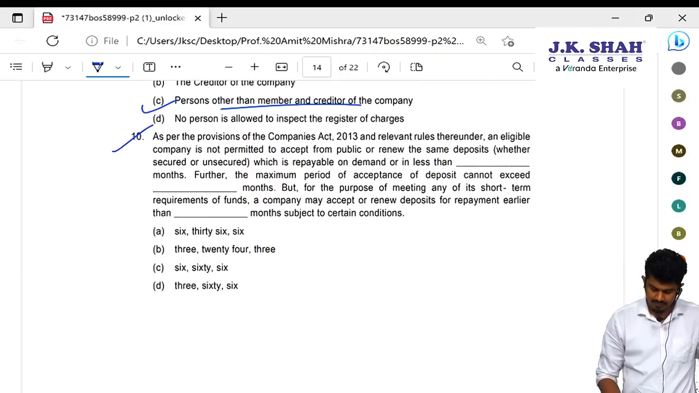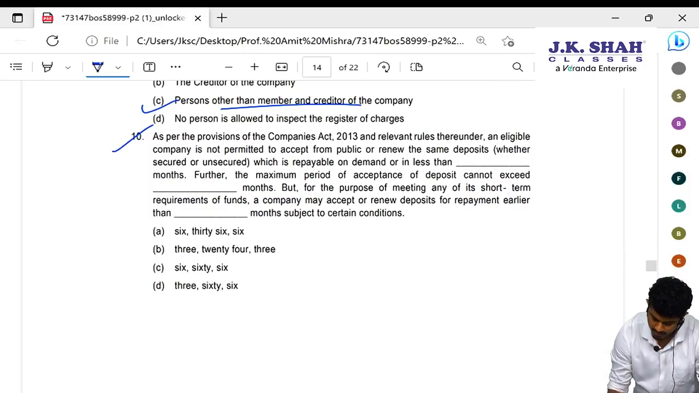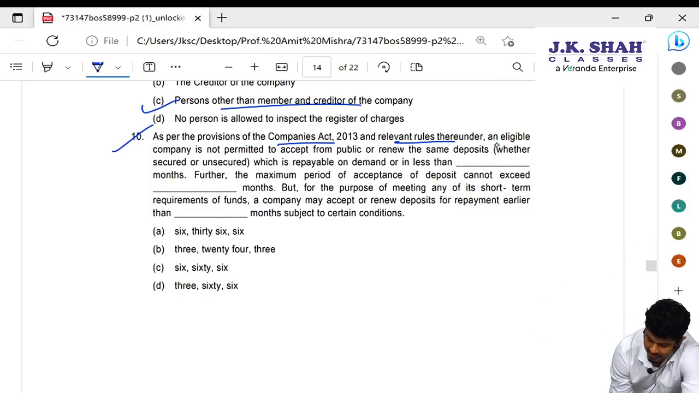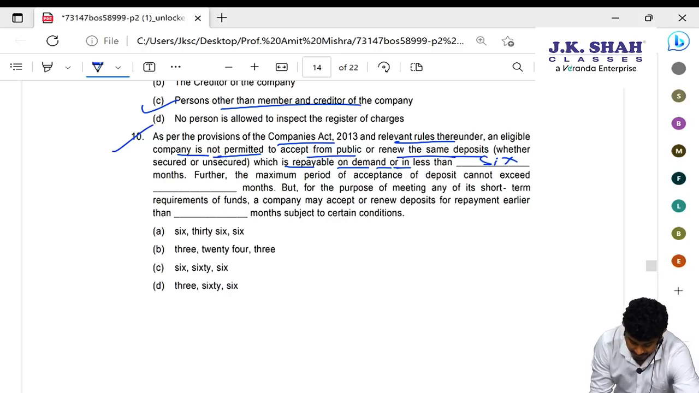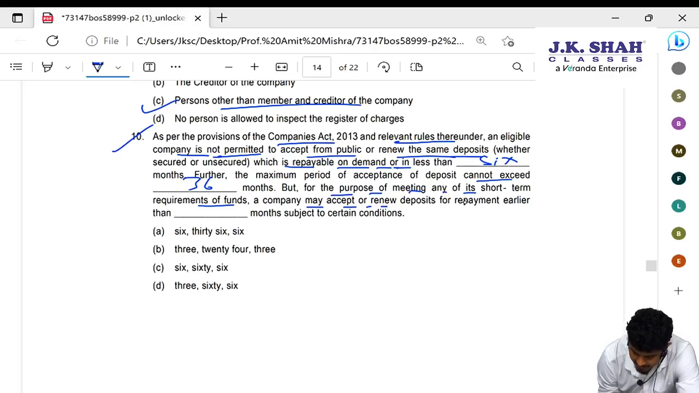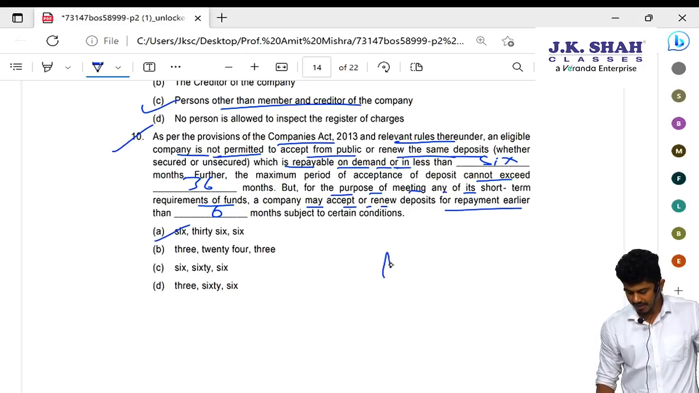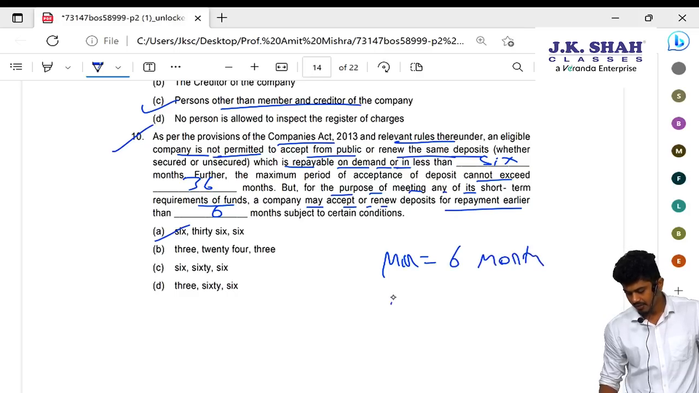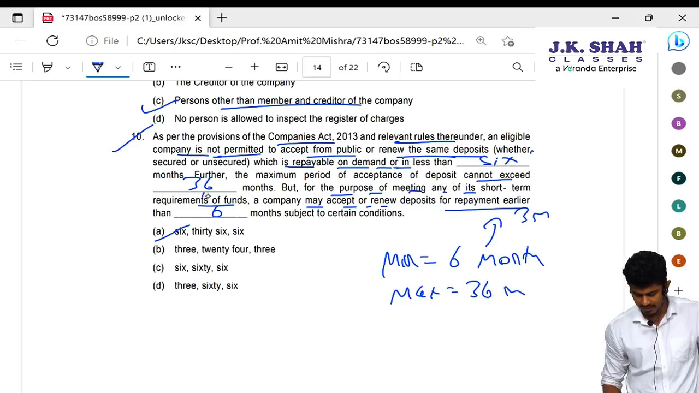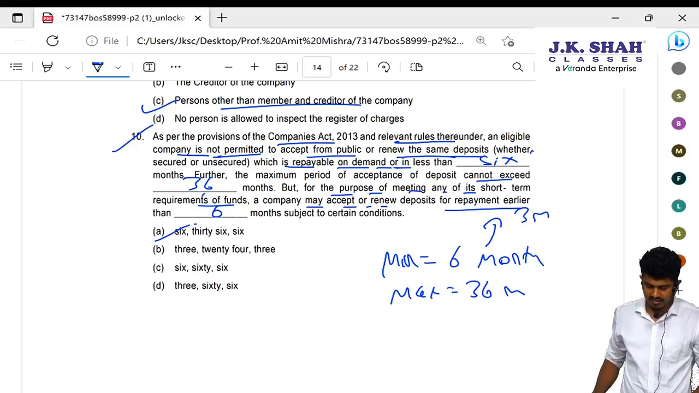Achha, regarding question number 10, it talks about deposits. As per the provisions of the Companies Act 2013 and relevant rules thereunder, an eligible company is not permitted to accept from the public or renew deposits which are repayable on demand or in less than 6 months. Can I say a company cannot accept deposits for less than 6 months, but cannot exceed 36 months? But for the purpose of meeting any short term requirements of funds, a company may accept or renew deposits for payment earlier than 6 months also. So the correct answer will be 6, 36, 6. The minimum period for which a deposit is accepted is 6 months, the maximum period is 36 months, however 6 months can be reduced to 3 months. So the correct answer will be 6, 36, 6. Easy, simple. So these were the 10 MCQs which were asked.